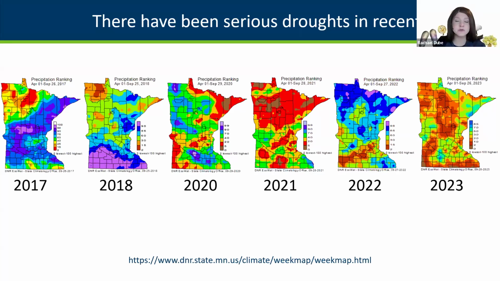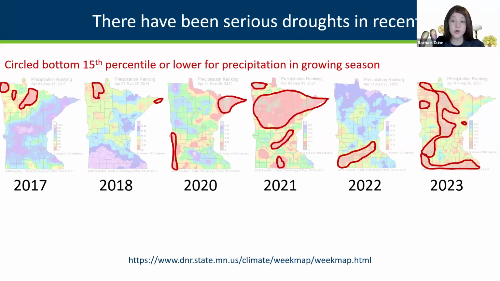And so, using the same concept, circling areas that were the most dry. Now, these are in the lowest 15% for growing season precipitation. You can see again in several areas, there are repeated years of drought, which really stress trees out.